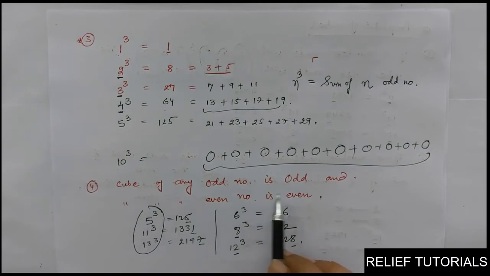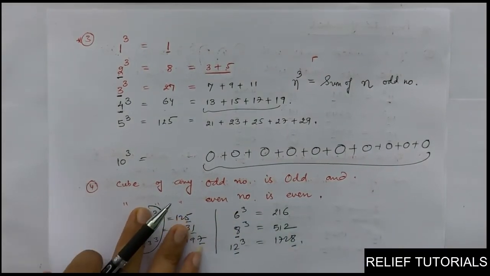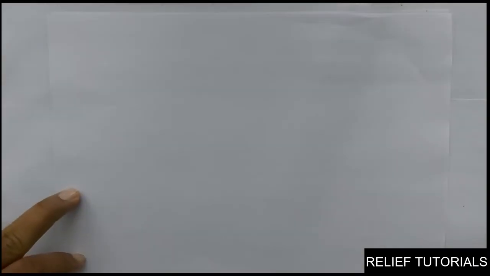Cube of any odd number is odd and cube of any even number is even. These we have seen in the last lecture. Also we have seen the difference between cubes of any two consecutive numbers. The difference between cubes of any two consecutive numbers is always 3 times the product of those numbers plus 1. Now let us solve some examples and also the exercise.